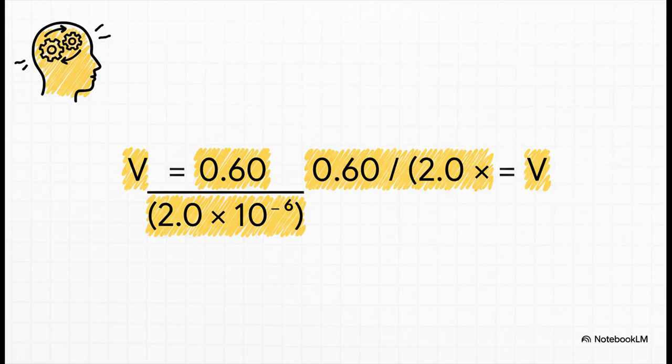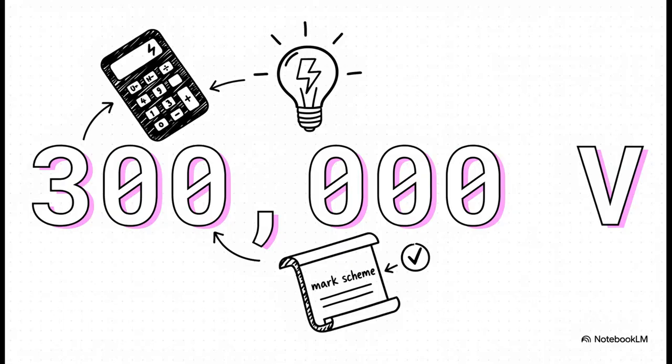A little bit of algebra, and we get that potential difference, V, is equal to the energy divided by the charge. Again, writing this step down clearly shows the examiner your thought process and helps you lock in those method marks. Finally, you pop that into your calculator, and boom, you get the answer, 300,000 volts. That is a massive potential difference.